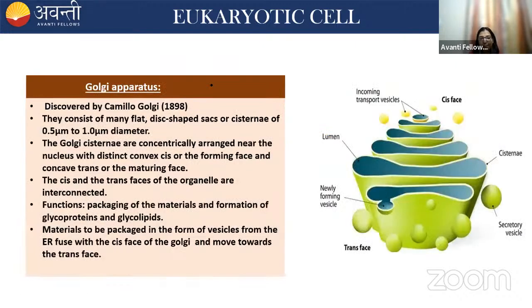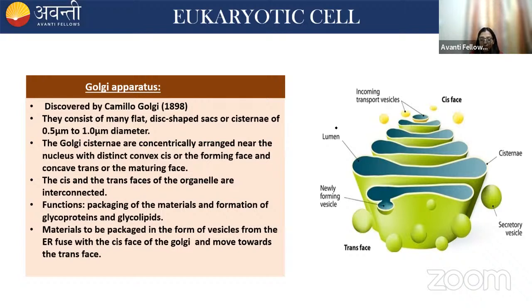Next one is the Golgi apparatus. Golgi was discovered by Camillo Golgi in 1898. They consist of many flat disc-shaped sacs, or cisternae, of 0.5 micrometer to 1 micrometer diameter. Golgi has two faces. They have a cis face, the convex face or forming face. And the second is the trans face, the maturing face or concave face.